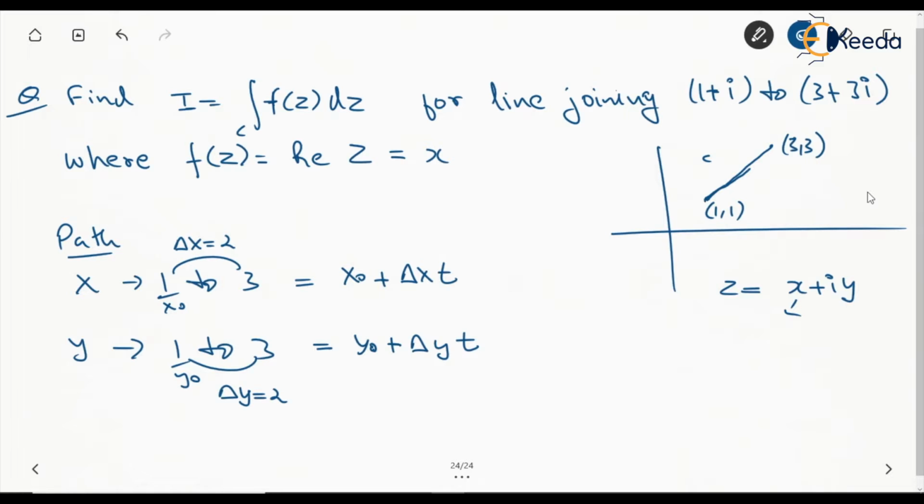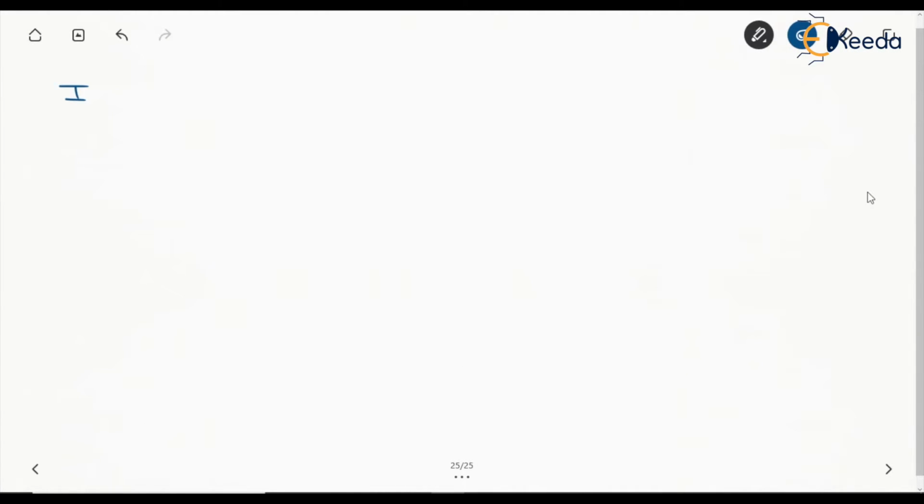That means x can be written as x naught, which is 1, plus del x, which is 2, so 2 times t, and y can also be written in the same manner as 1 plus 2t, where this t varies from 0 to 1, right? So this integration now becomes that f of z is real z, which is x. So instead of x we can write 1 plus 2t.